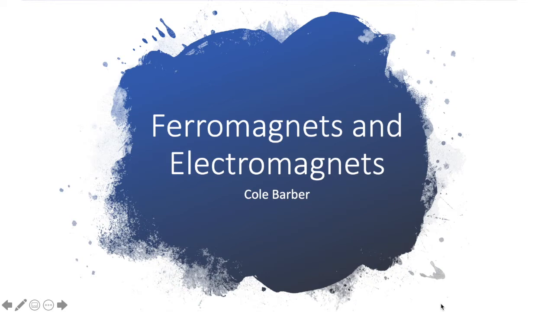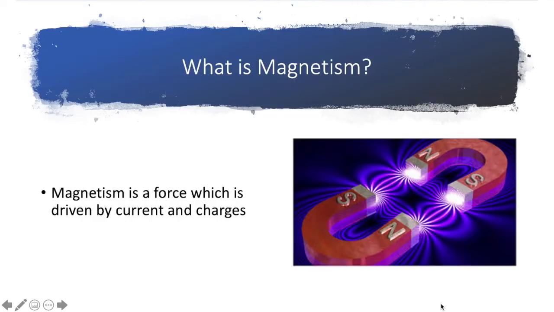So we're going to be talking today about ferromagnets and electromagnets, so let's just dive right in here. First off, we need to know the basics. What is magnetism? We know that magnetism is a force which is driven by electric current and charges. And so these three variables here, force, current, and charges, are directly correlated with each other.